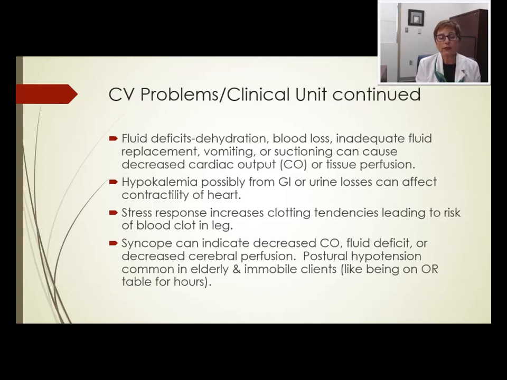Hypokalemia could be from GI or urine losses. And remember, potassium affects our muscle contraction, and our heart is a muscle. So hypokalemia can affect the contractility of our heart. So that could lead to dysrhythmias. The stress response, because the body is certainly going through stress with going into the OR, can increase our clotting tendencies, and that can lead to an increased risk of blood clots in our legs.